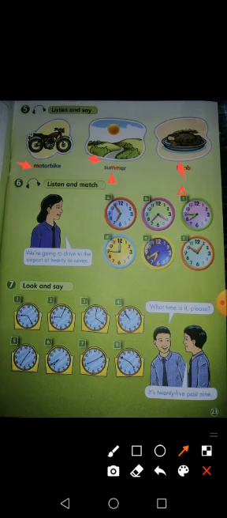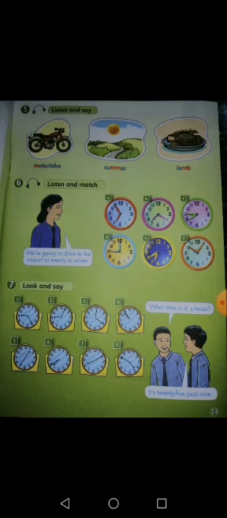Okay, students, so the first one is motorbike. The second one is summer. The third one is lamb. Okay, B is silent. Okay, so the third one is lamb. Okay, so let's move to exercise number 6.